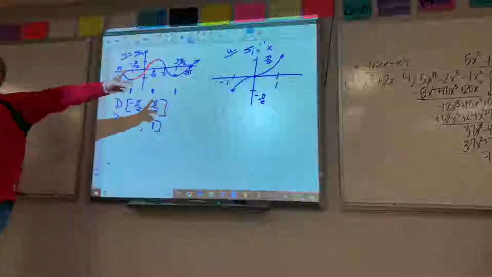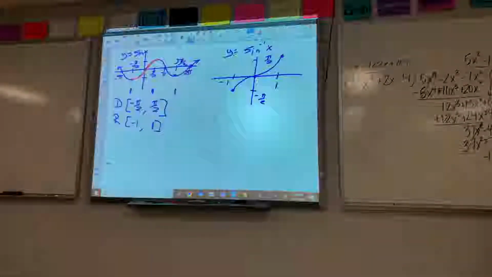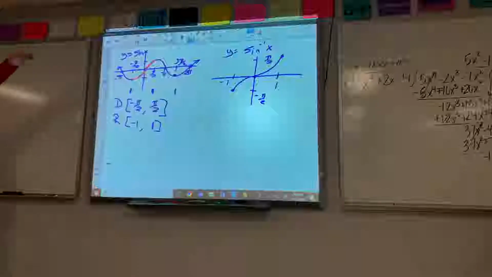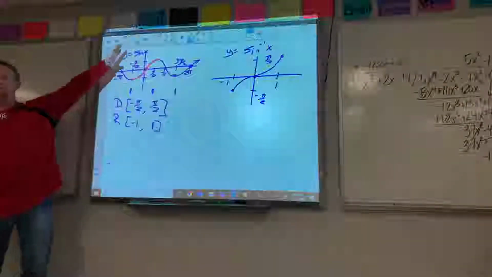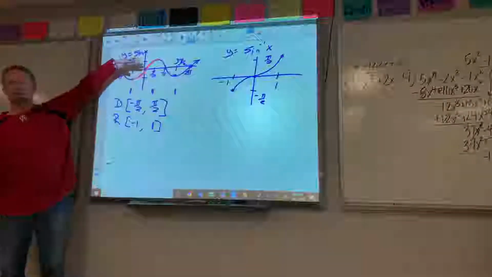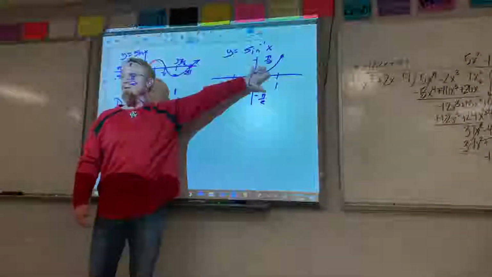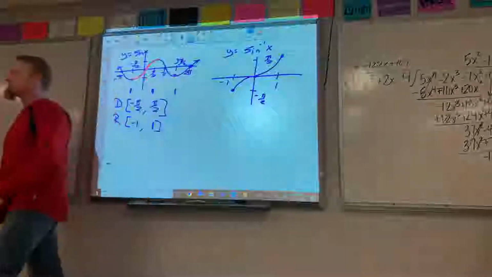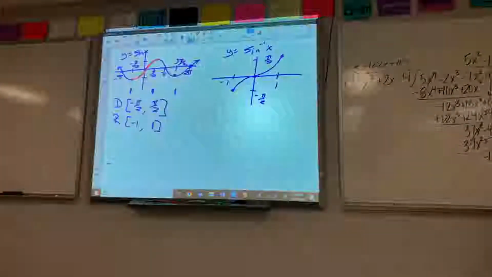What would it fail? Vertical line. It would fail the vertical line test. So that's why you use the horizontal line test to determine whether or not you have an inverse. Because if it fails the horizontal line test, that means its inverse is going to fail the vertical line test. So that's why you use that.